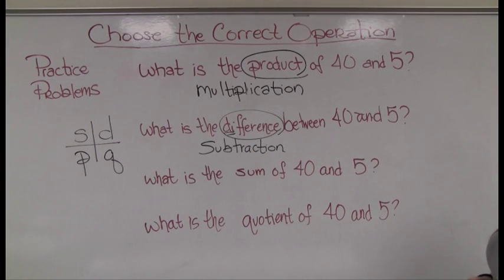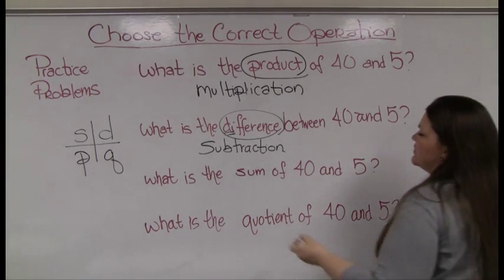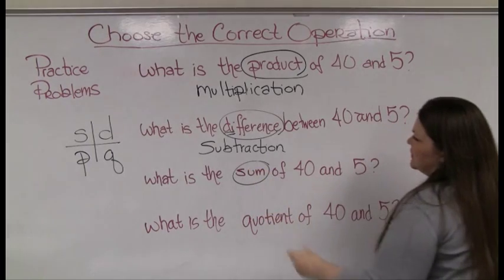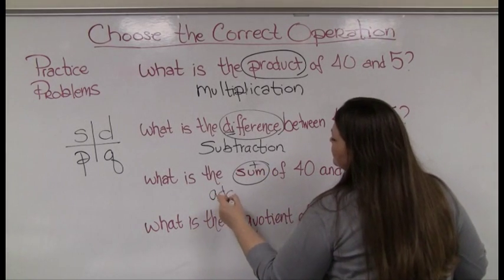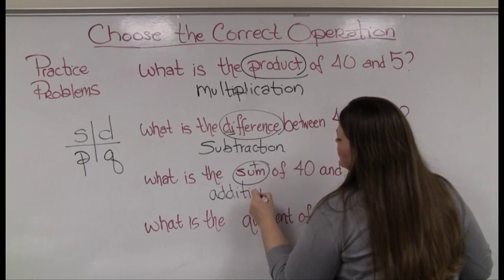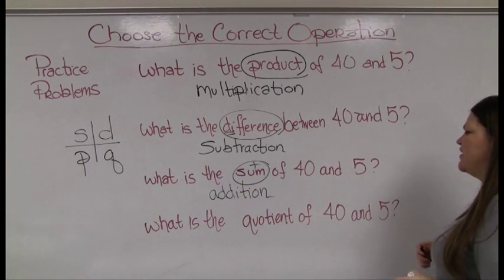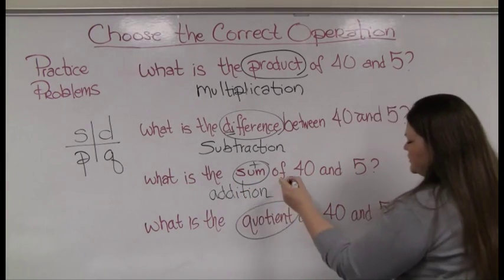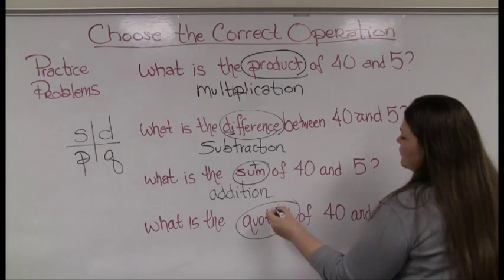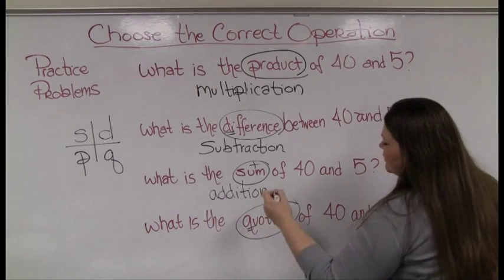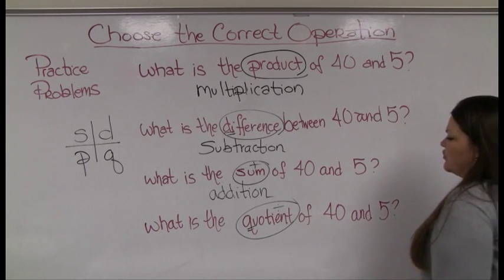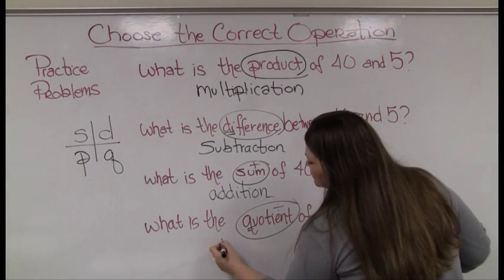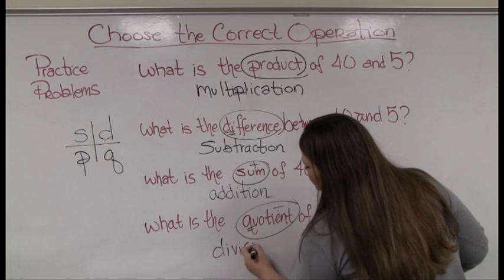This problem asks what is the sum of 40 and 5. This is the one everybody knows. Sum is asking us to add. So this is addition. And finally, if I asked you what is the quotient of 40 and 5, quotient is our funny little guy with the Q, and that's our funny little operation, division. So what is the quotient is asking you to do some division.